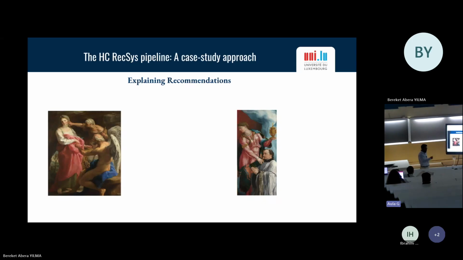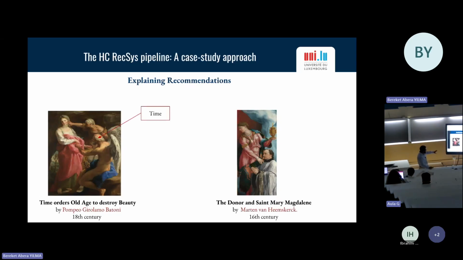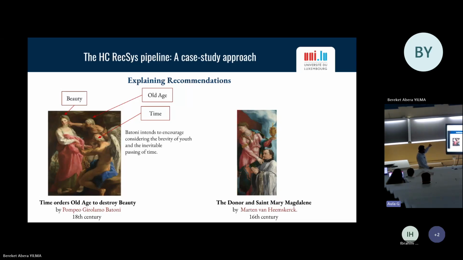What we can do is go back to the documentation of the National Gallery and look at what these paintings are talking about. So the first painting, Time Orders Old Age to Destroy Beauty, was by Pittoni from the 18th century. But the second painting, The Donor, is from the 16th century. Now, in the first painting, the winged figure below depicts time. The old lady depicts old age, and the woman depicts beauty. And from the documentation, Pittoni is trying to encourage considering the brevity of years and the inevitable passing of time. But the second painting, this is Mary Magdalene.